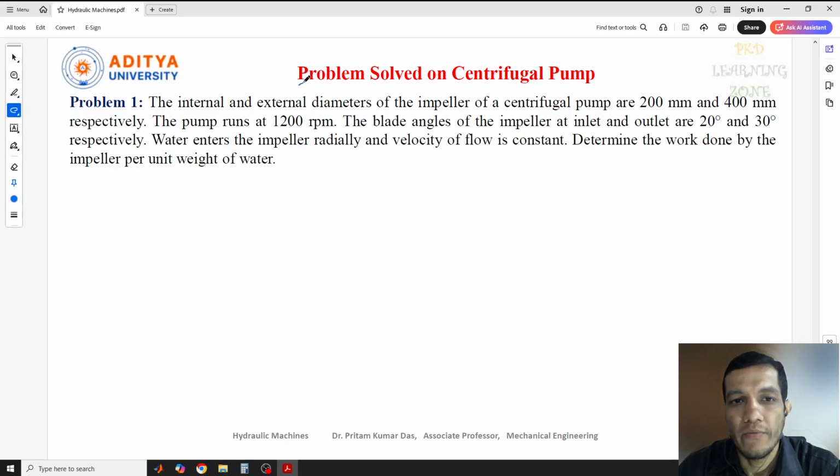In our previous lectures, we have already discussed the work done by the centrifugal pump, and also we have discussed the head and efficiency in the centrifugal pump. So based on that concept, let's solve this problem.